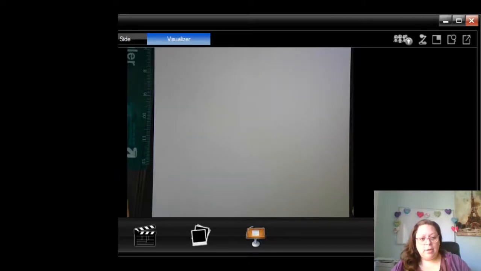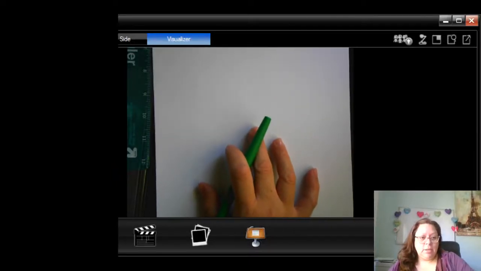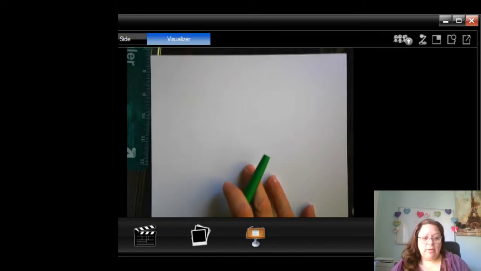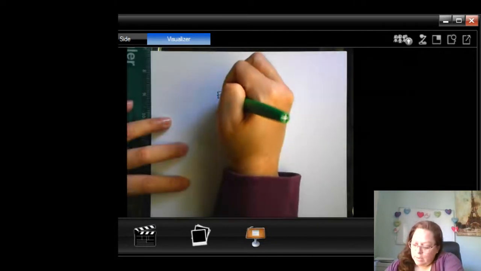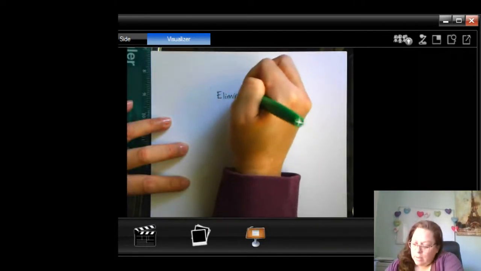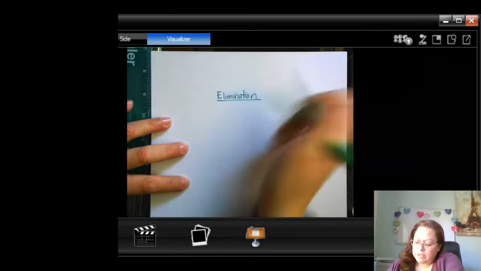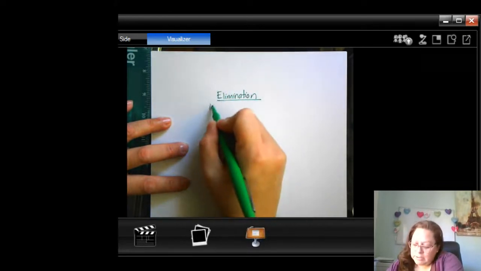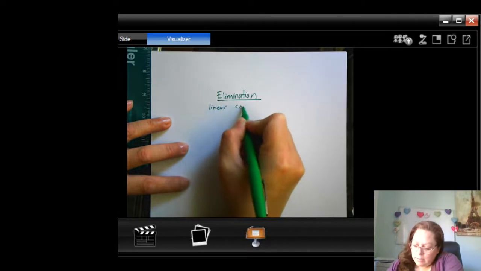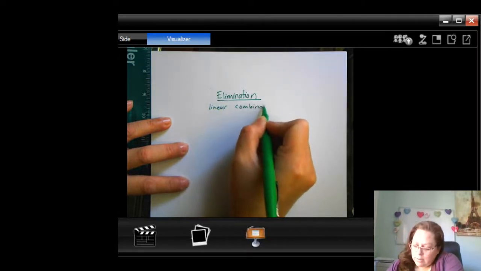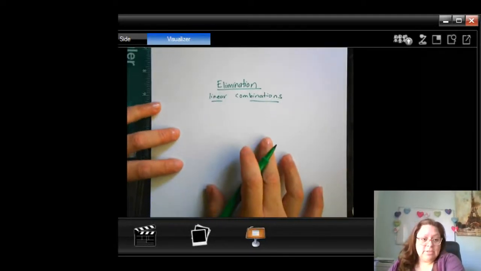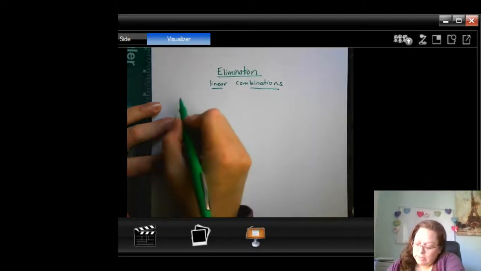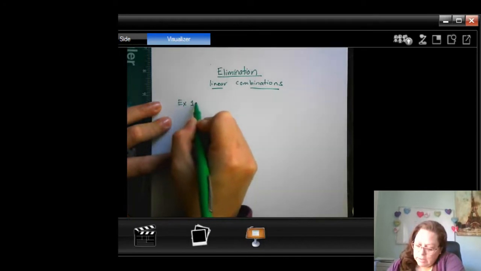Okay, guys, today we're going to talk about elimination. I'm going to give you some examples of elimination here. By the way, another word for elimination you might hear is linear combinations. And the first example of linear combinations is this one.